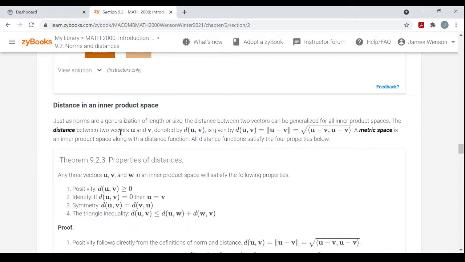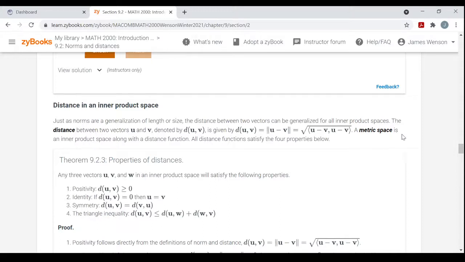The distance between two vectors u and v, denoted by d of u comma v, is just a norm. The distance between vectors u and v is defined to be the norm of the vector u minus v, which, if we use our natural norm definition, would be the square root of the inner product of u minus v with itself. So if you already know how to find norms, you'll know how to find distances between two vectors. Okay, and then another definition here, a metric space.